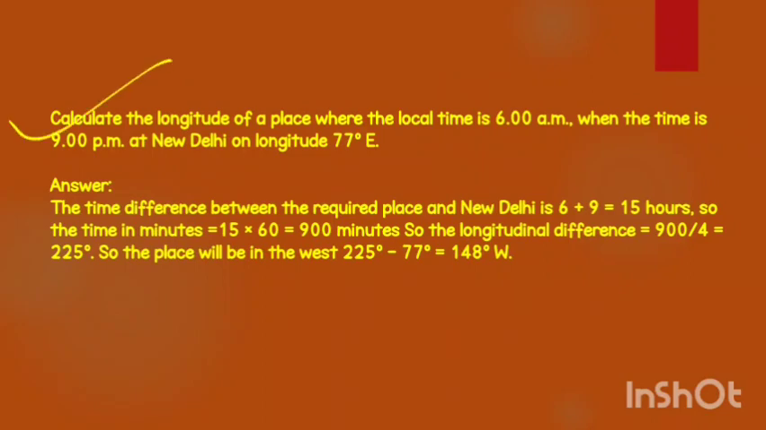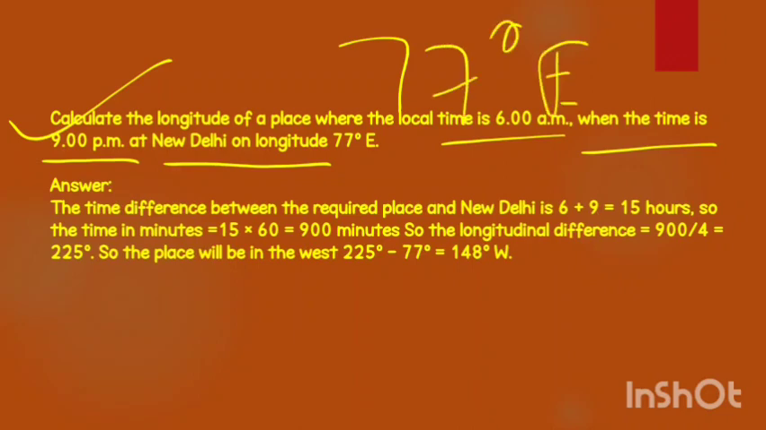Next is calculate the longitude of a place where the local time is 6 a.m. when the time is 9 a.m. at New Delhi. The longitude of New Delhi is 77 degrees east. See, the time difference between New Delhi and the place X is 9 plus 6, that is 15 hours. If you convert it into minutes, you will get 900 minutes, and the longitudinal difference is 900 divided by 4, that is 225 degrees. If you subtract 225 from 77 degree, you will get the longitude of the place.